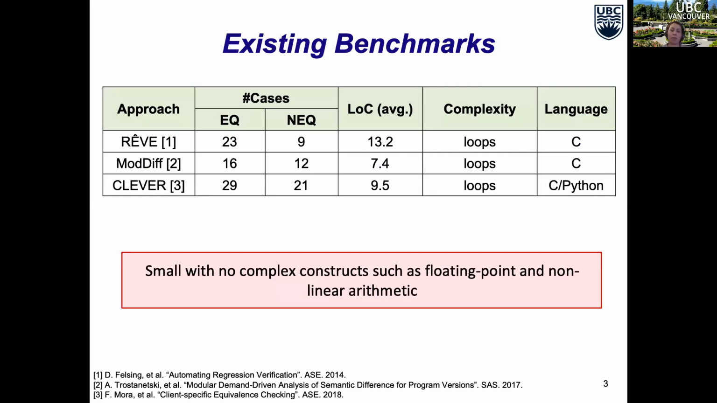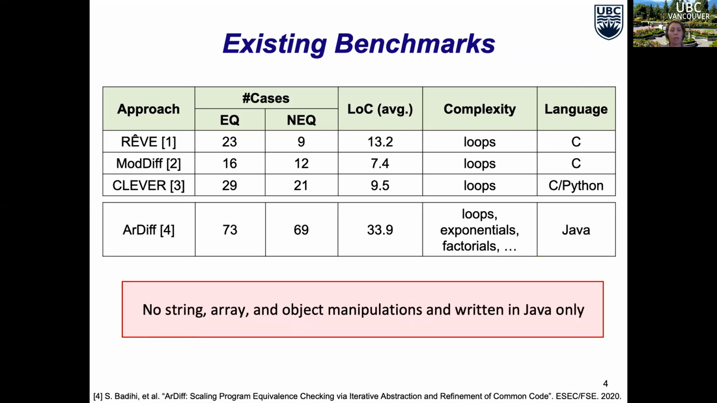Here are a few examples of benchmarks used in recent popular equivalence checking techniques. You can see that they're relatively small, up to 14 lines of code on average, and contain no difficult programming constructs such as floating point and nonlinear arithmetic. Our earlier work, RDIF, extended these benchmarks in both size and complexity. Yet, these benchmarks still did not include string, array, and object manipulations and were written in Java only.